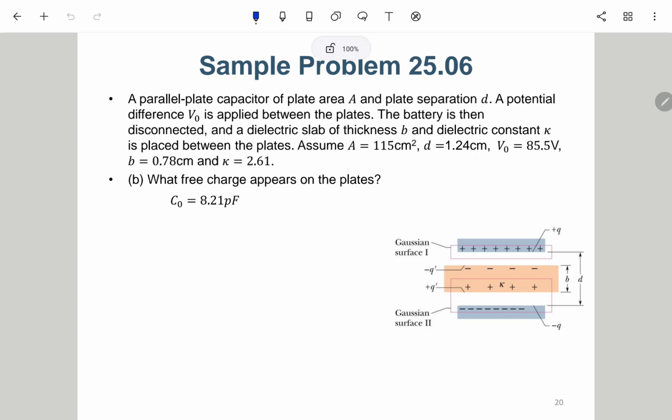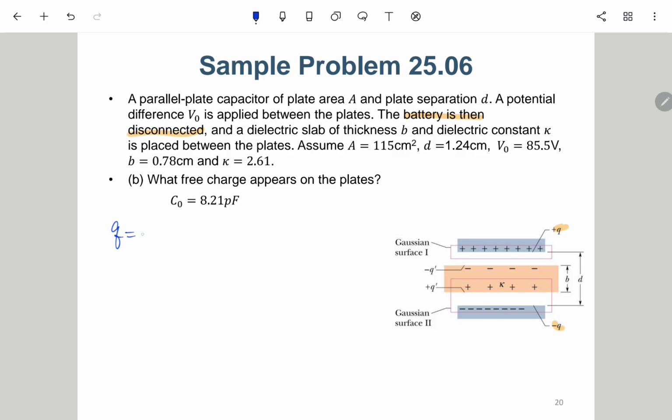So the original charge, or the free charge, appears on the plate. Actually we only need to use Q, because the Q doesn't change at all. The battery is disconnected before inserting the slab, so the charge doesn't change. We only need to use Q because here is plus Q, this is negative Q.